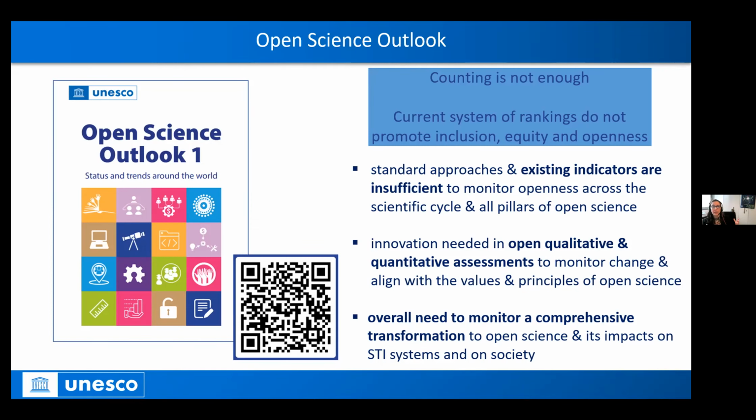We've also seen that the current system of rankings does not promote or incentivize inclusion, equity and openness. So there is a lot of work to be done, as I was saying before, in changing the culture of science so that it is aligned with the principles of open science. Infrastructures have a very important role to play in this culture shift, because it is through the infrastructures that it is going to be possible to have openness in the different parts of the open science system.